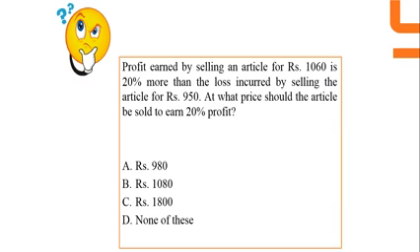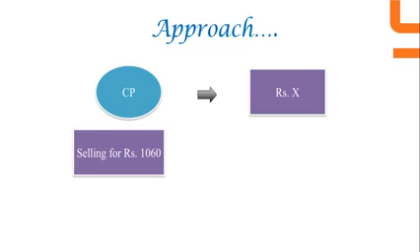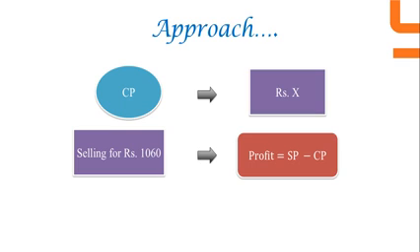For this, we know for profit or loss, we need both selling price and cost price, right? The cost price is not given, so we are assuming it as rupees X. So if the article is sold for 1060 rupees, then the selling price will be 1060 and cost price will be X. It is given there is profit at that time, so this profit will be equal to 1060 minus X, that is selling price minus cost price.